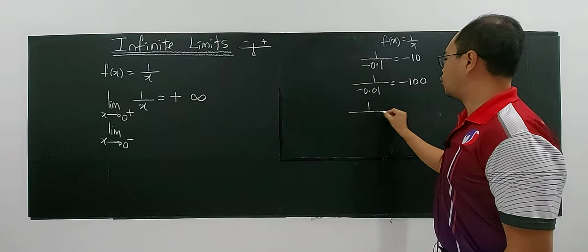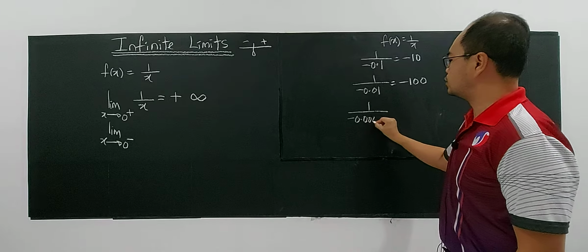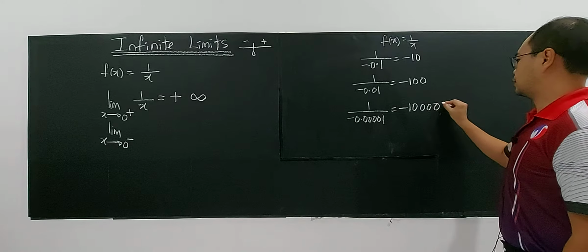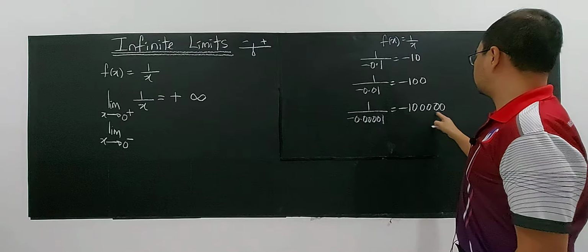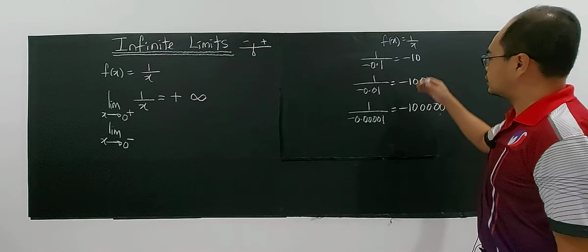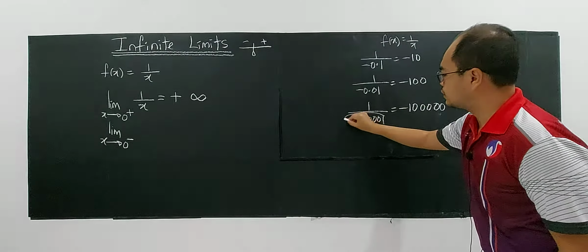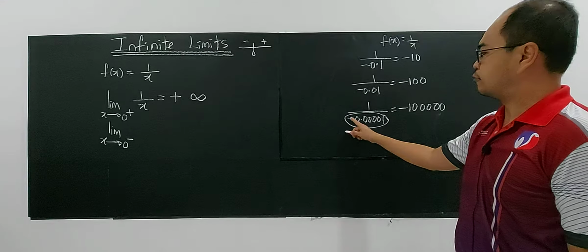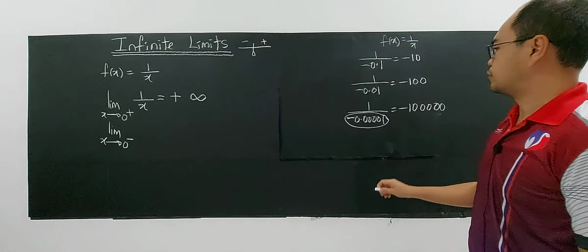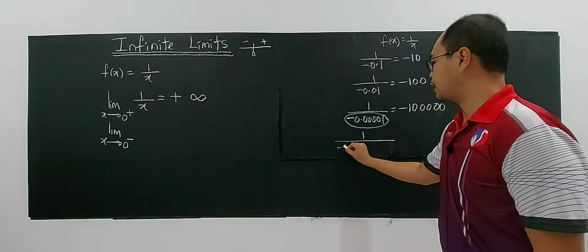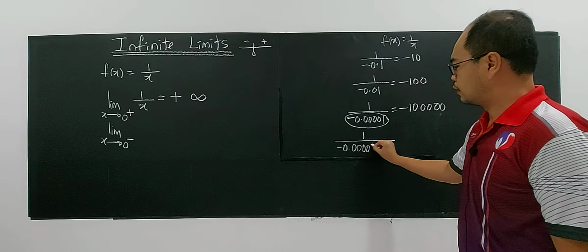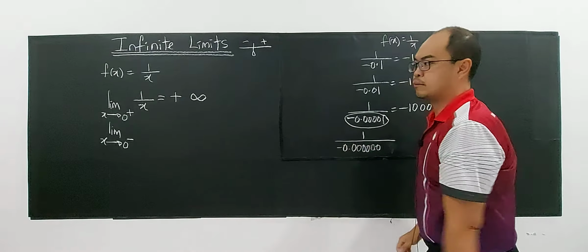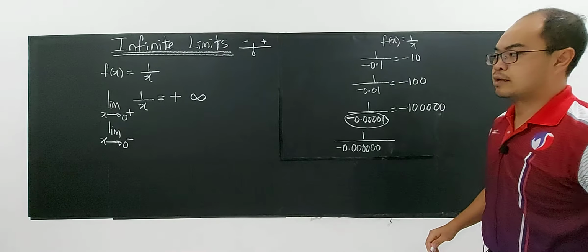1 over negative 0.00001, you get negative 100,000. You see the number getting bigger and bigger as x gets nearer to 0, but it's from the left, so it's a negative number. I'm telling you this example because I want you to understand the meaning of approaching from the left and from the right.